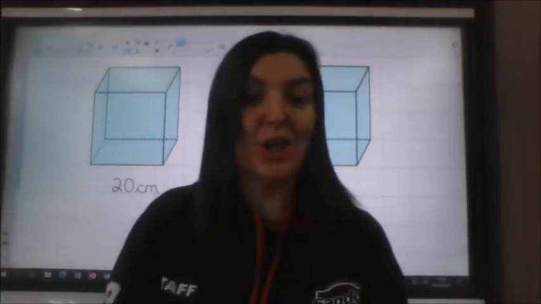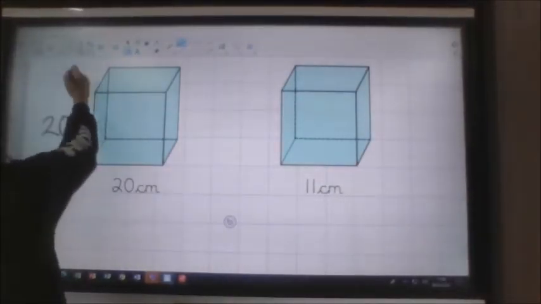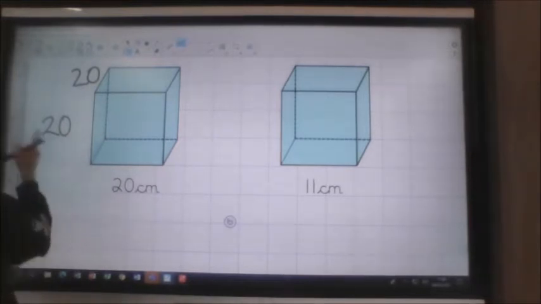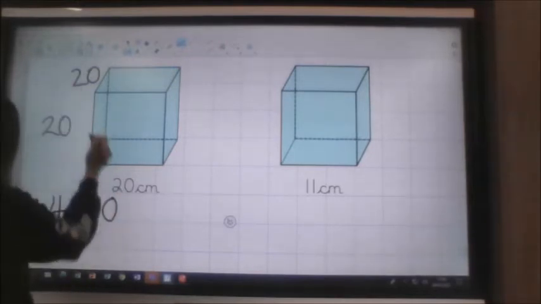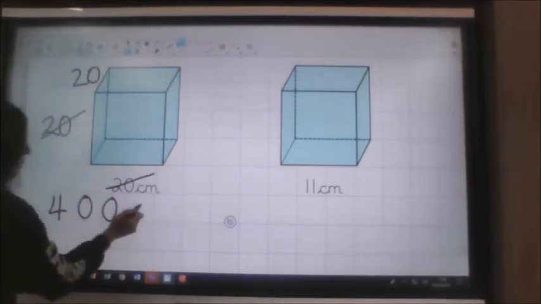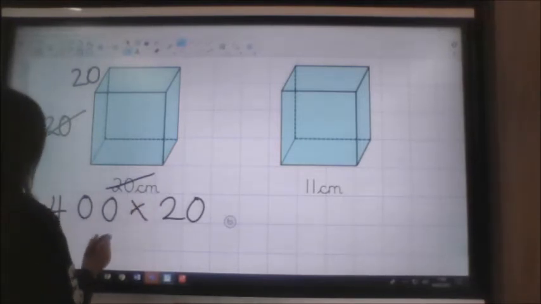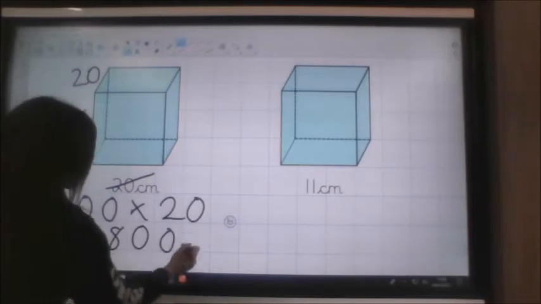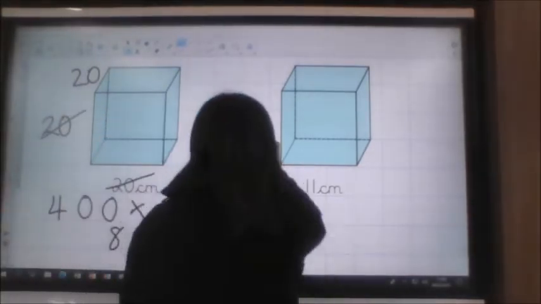Right, so you should have had a go now. So remember, this one's 20, so's this one, and so's this one. So I'm going to do 20 times 20, so 2 times 2 is 4, with my 2 zeros on. Then I've done those two, then multiply it by 20. So I'm going to do 4 times 2 is 8, and put my 3 zeros back on. And then it's centimetres cubed.